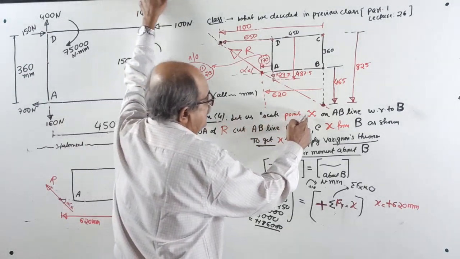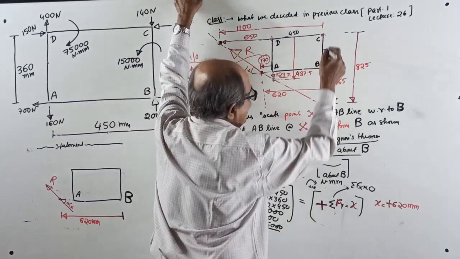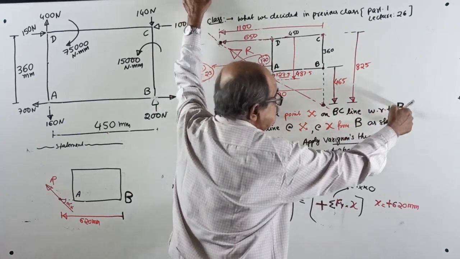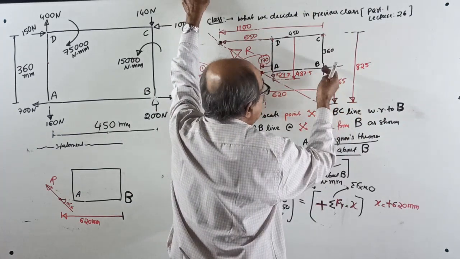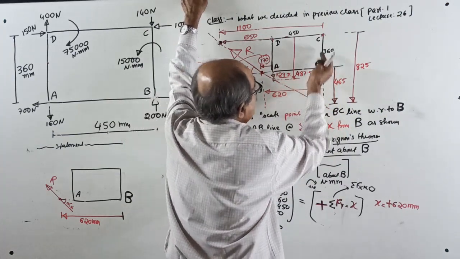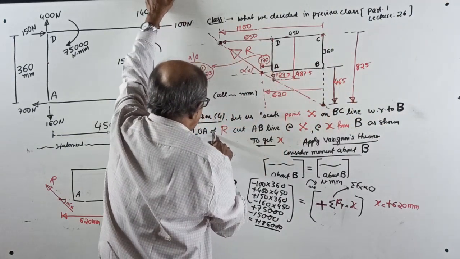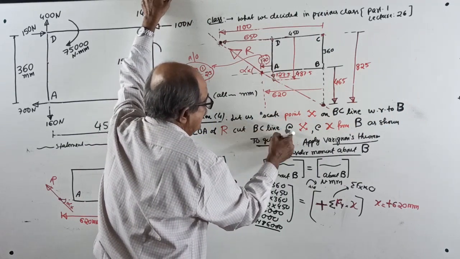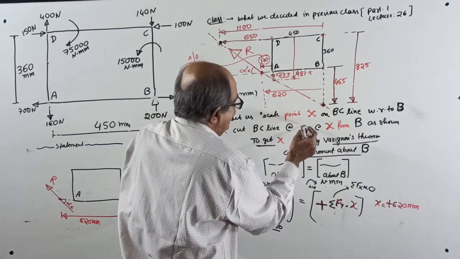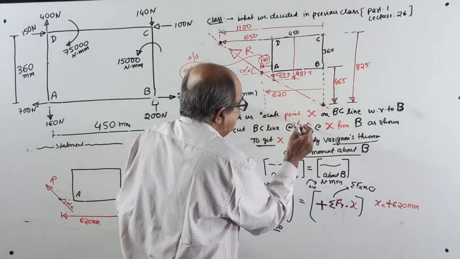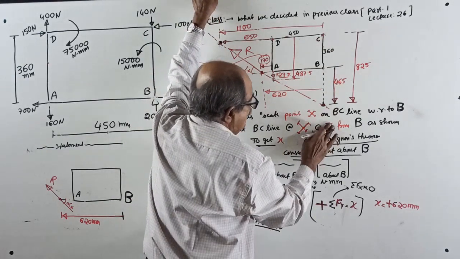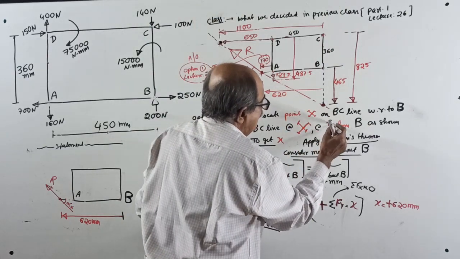Let us locate the point x on the BC line now. BC line with respect to B only. Last time horizontally from B, now vertically from B. Let resultant R cut the BC line at a point x. This x is not that x, but since our point is vertically now, I will take it at y from B as shown.